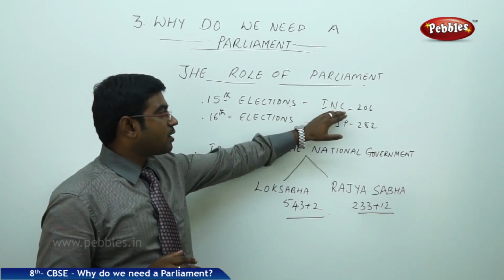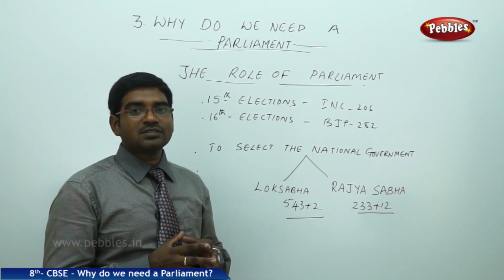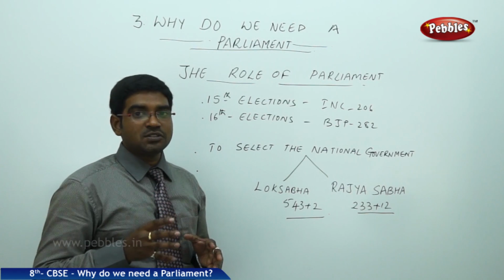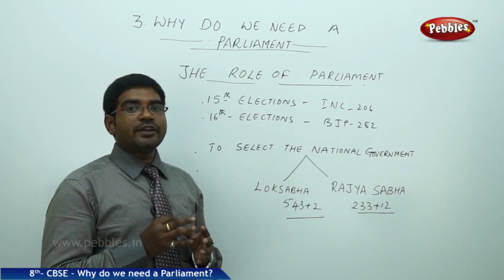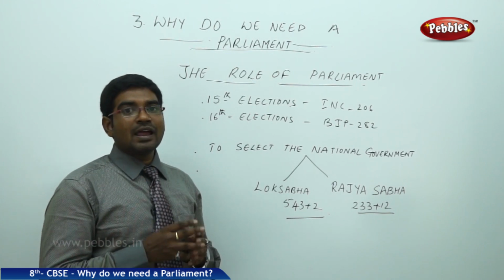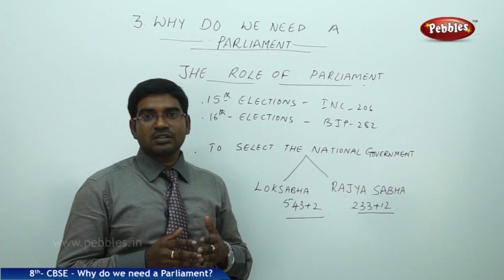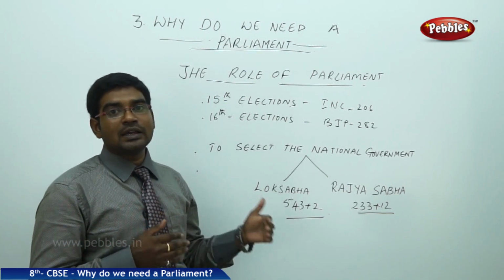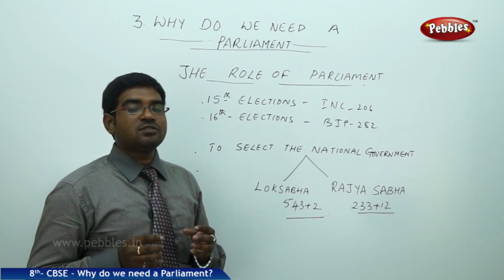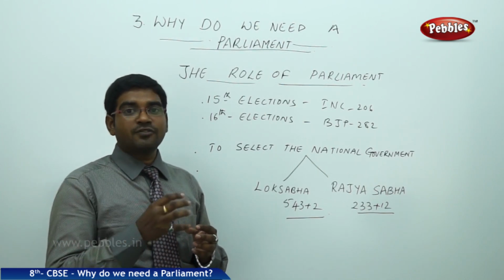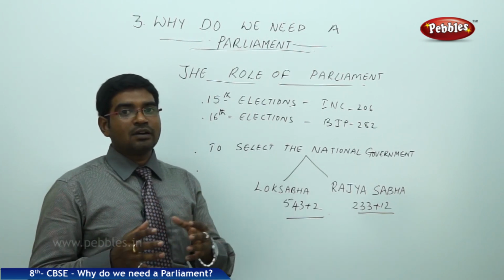So the Indian National Congress made alliances with other political parties and formed a coalition, the UPA, United Progressive Alliance, and with that they secured the required number of 272 and formed the government. A government formed with a combination of different groups or political parties is known as a coalition government.